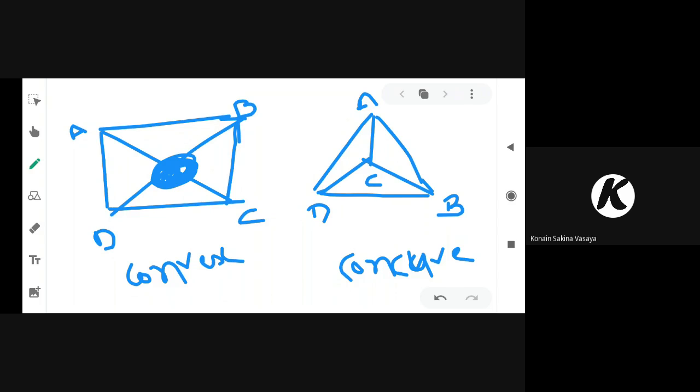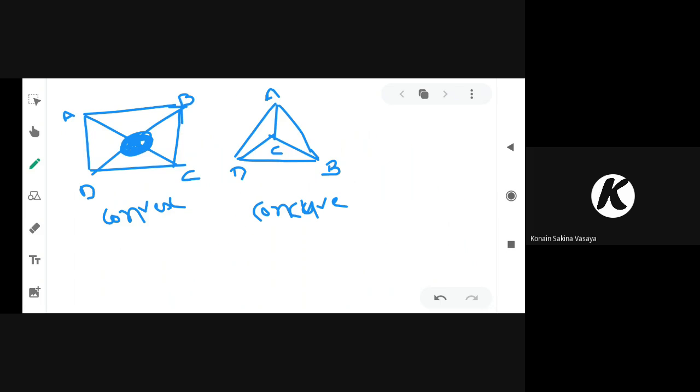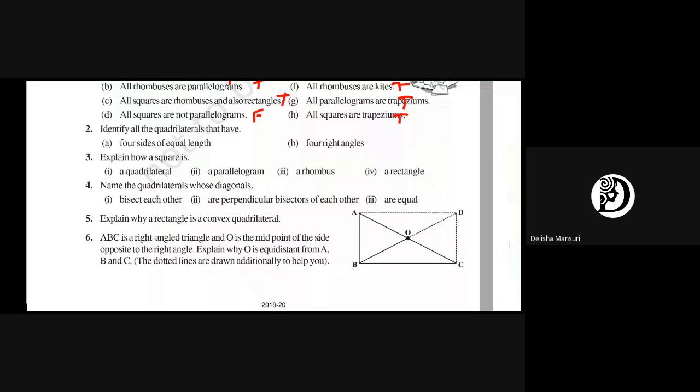Okay, quickly write it down. You have to just draw the figure and write down one statement only. Here the diagonals bisect each other in a rectangle. So a rectangle is a convex quadrilateral. Okay, write it quickly. Written, sir. Hurry up, the last question is left, we have 5 minutes.